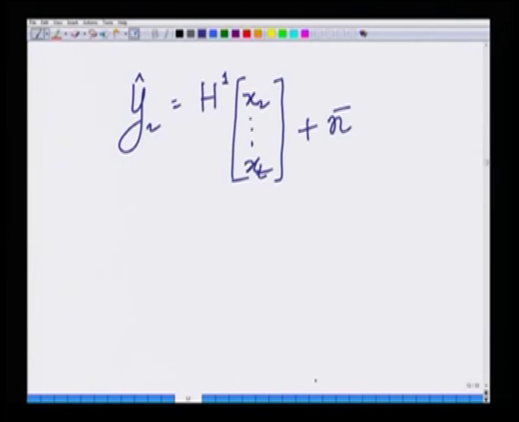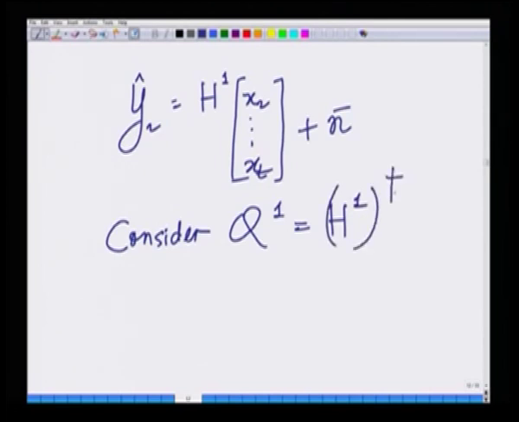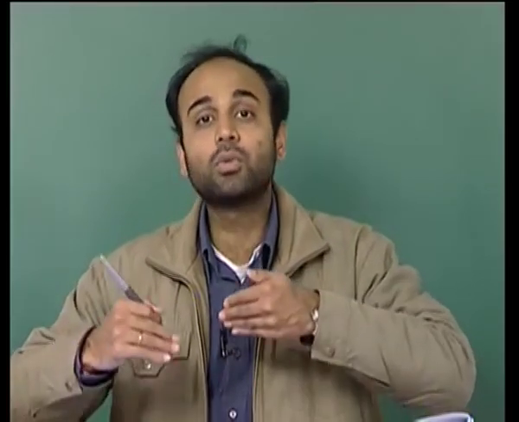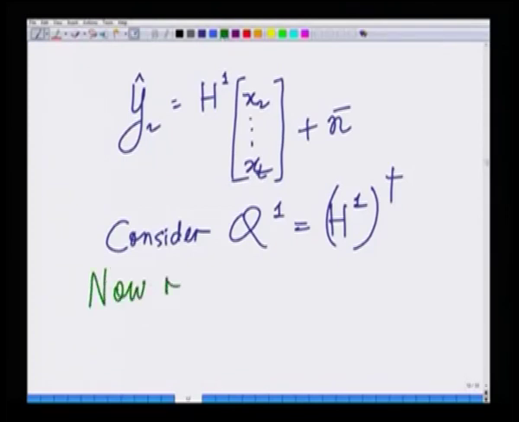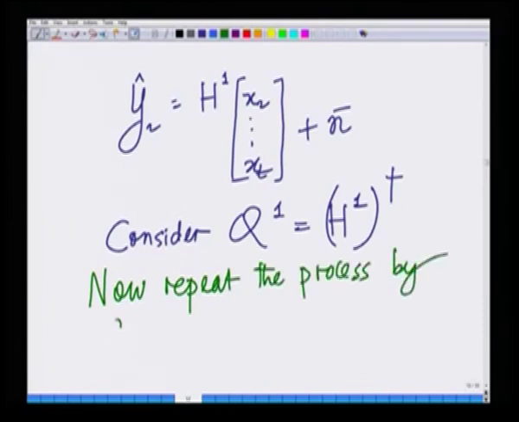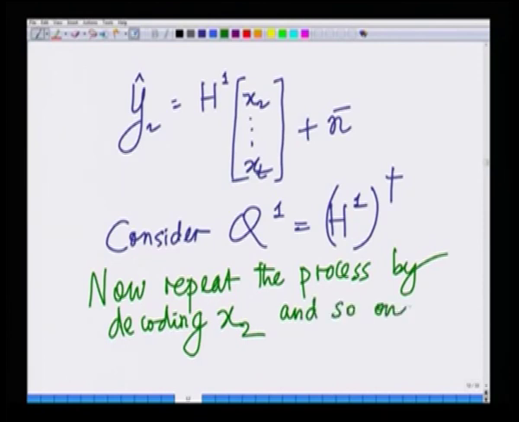I will now consider a matrix Q1, which is the pseudo inverse of this H1. Consider Q1 equals H1 pseudo inverse. Now we have a different effective MIMO channel, one which is R cross T minus 1 dimensional. I will consider the pseudo inverse of this matrix, consider the row Q2 Hermitian in this matrix Q1, and then I will cancel the interference from all the rest of the vectors, decode X2 and repeat the process. So now I will repeat the process by decoding X2 and so on. All right.